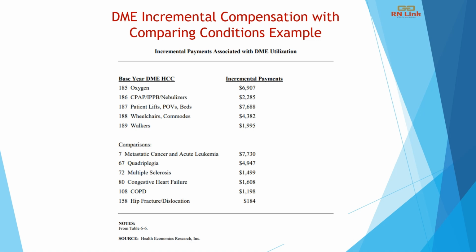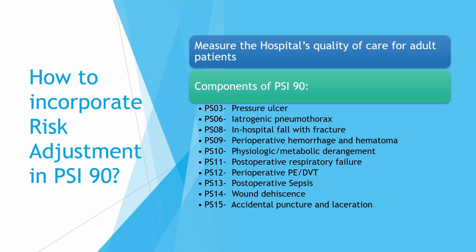Wheelchairs, commode has incremental payment of $4,382. Walkers has incremental payment of $1,995. Check out the comparison with HCC diseases without DME on this slide. How to incorporate risk adjustment in PSI 90. PSI measures the hospital's quality of care for adult patients.